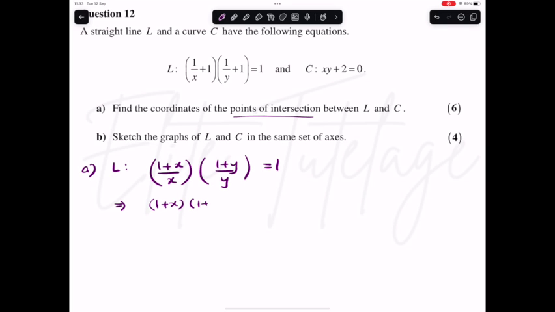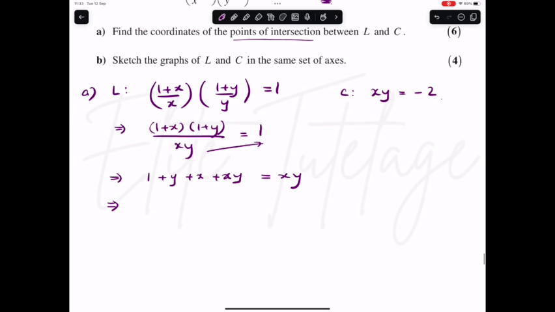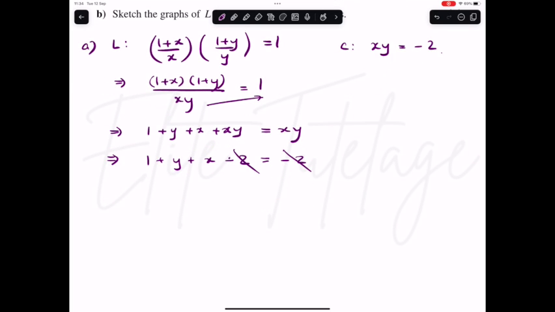and (1 + x)(1 + y) over xy equals 1. Now for C, I've got xy as well, which is good news because I can always rearrange or pop it in. So 1 + x + y + xy is equal to xy, upon expansion. Now you can either just replace the minus 2 here or just cancel them out, and you're going to get 1 + x + y equals minus 1. So that's your equation of the straight line.